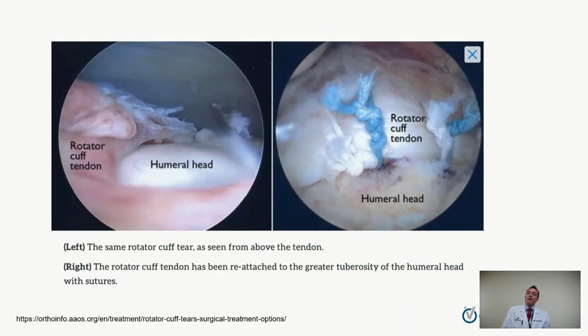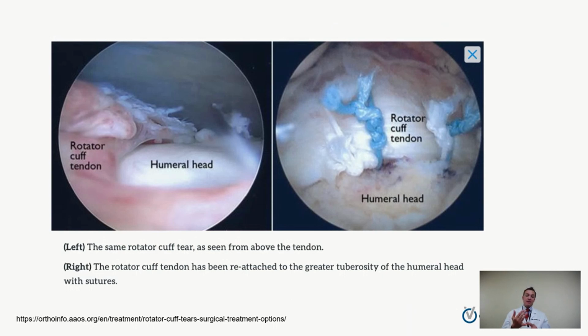So here's an example on the left-hand side of the screen. Again, this is from the Academy of Orthopedic Surgeons, of a hole in the rotator cuff. You can see that bright white humeral head in the middle and that kind of beaten up tissue surrounding that hole. The picture to the right shows that tissue that's been brought back down to its native footprint and having been repaired down with suture material. That suture material comes out of these little bone anchors that are placed inside the humeral head and then hold that rotator cuff tissue back down to the bone.